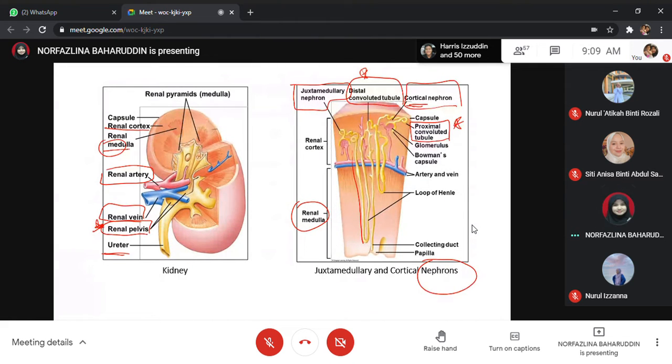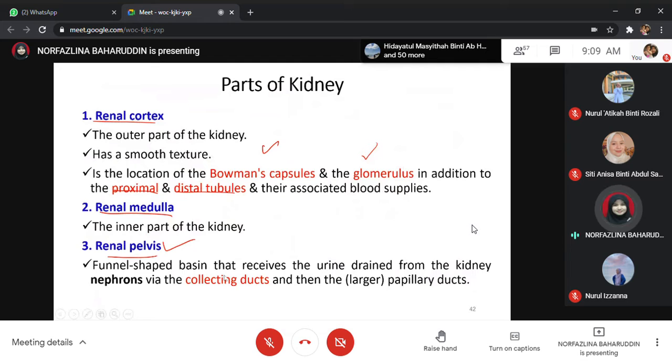Okay, nampak kan? So dia akan receive urine. Okay, from collecting duct. Okay, ingat collecting duct and papillary duct.